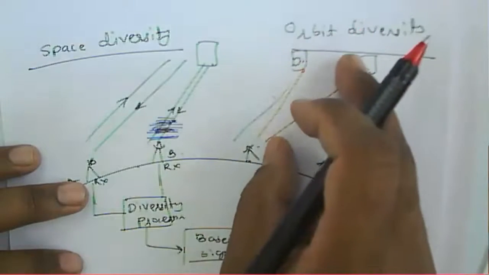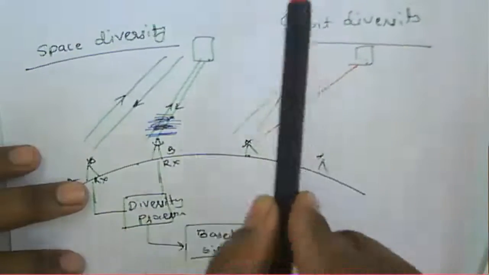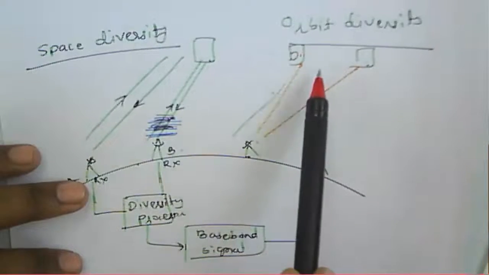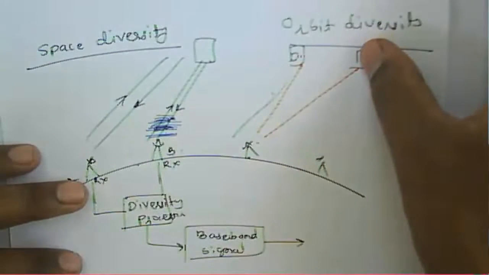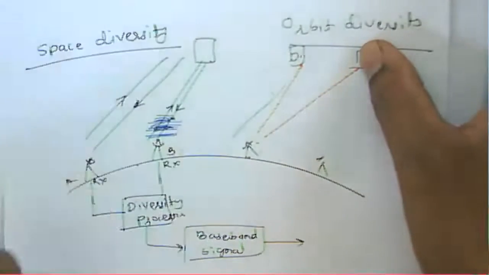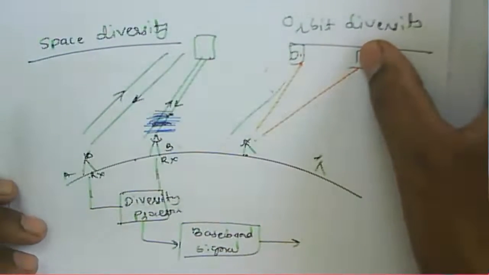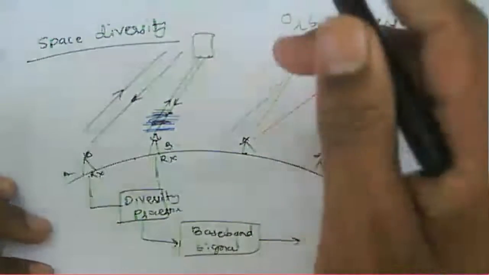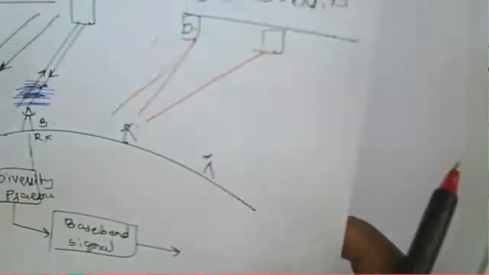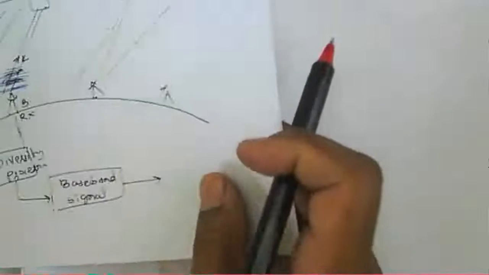But what is the advantage? Suppose, due to sun transit or something happening to the satellite, any one satellite does not work, then the other satellite is there and will be used. If there is a failure or a sun transit outage of one satellite, in that case another satellite is there for the communication. So that is about orbit diversity. This is a technique for space diversity and orbit diversity.